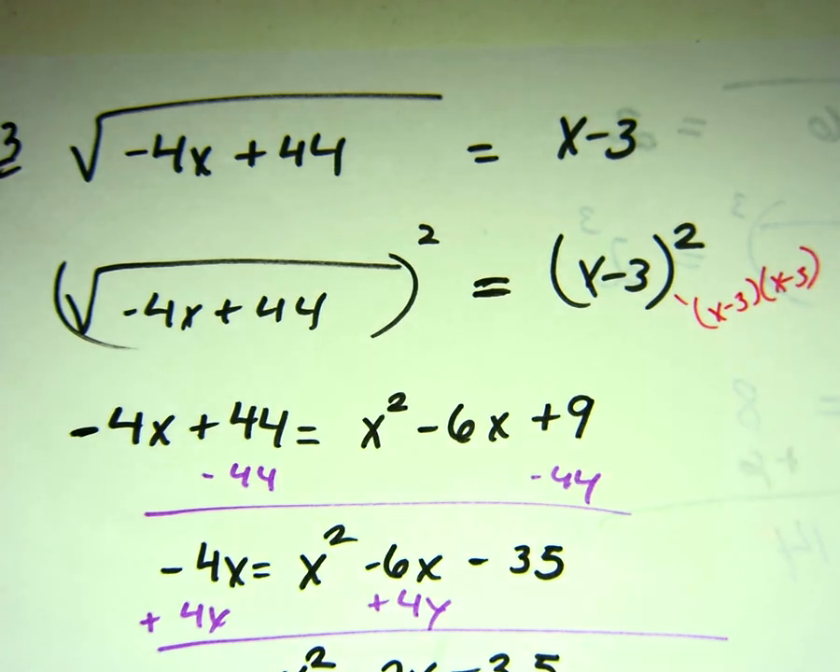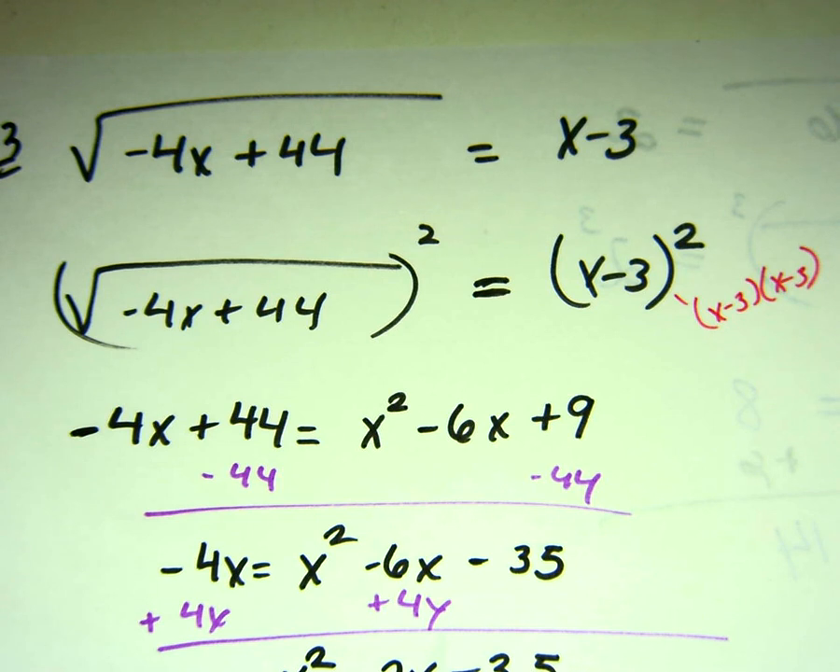So x times x gives you x squared, then negative 3x times x is negative 3x, and negative 3x again, and 3 times 3 gives you 9. So that's where this comes from. We're going to combine our like terms by subtracting 44 from both sides. So now we're left with negative 4x equals x squared minus 6x minus 35.